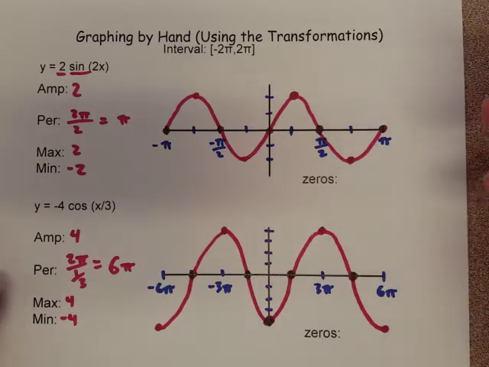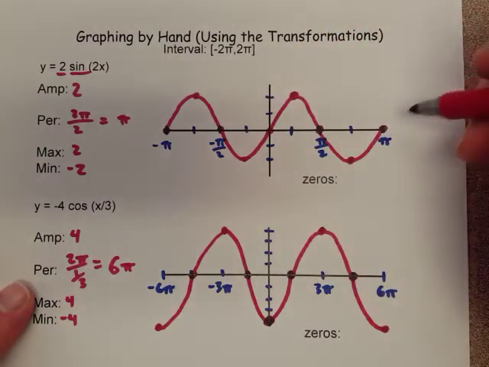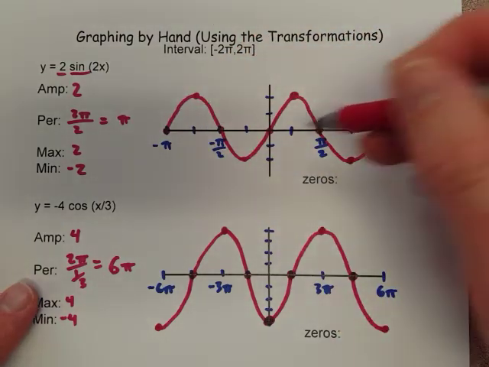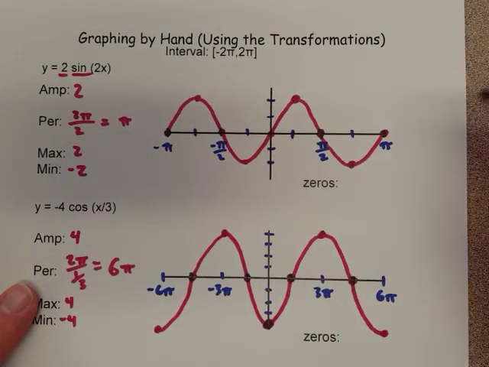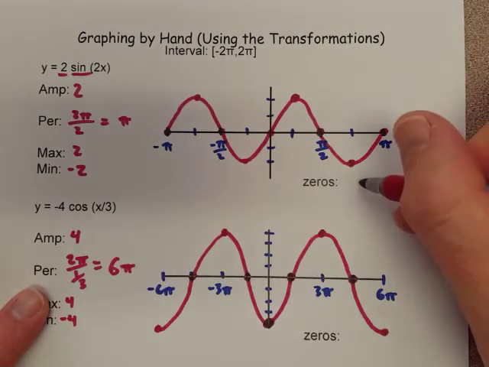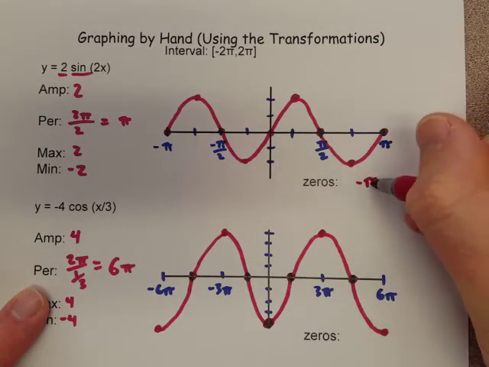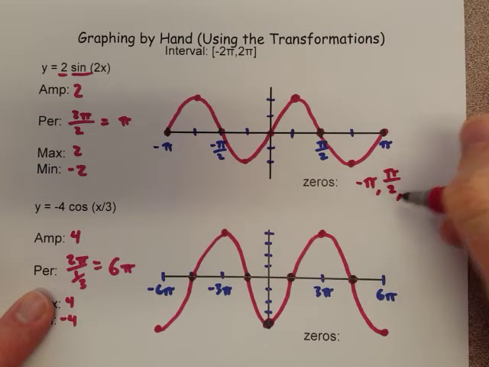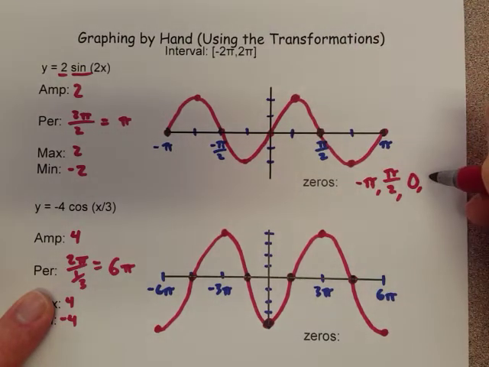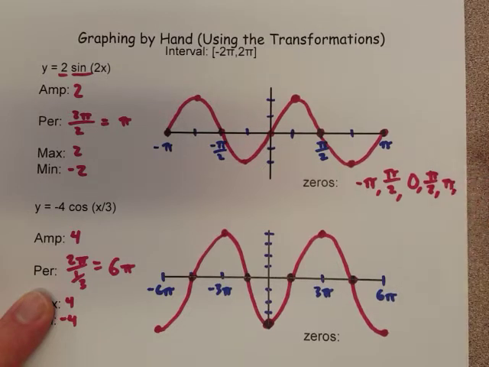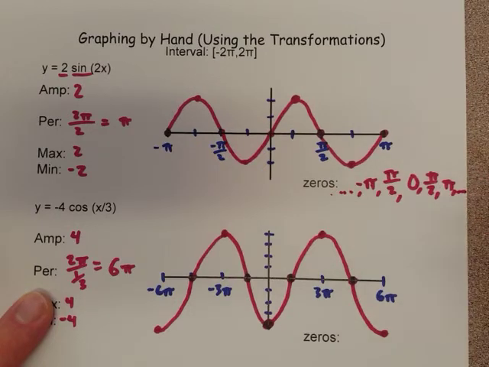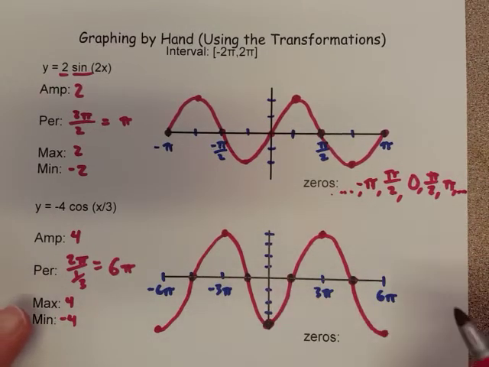Now, one other comment that I'll make, we didn't talk about the zeros yet. The zeros here, what we can do is we can list them all out, but notice that they're going to go on forever after that. And so while we have negative pi, we have negative pi over 2, we've got 0, we've got pi over 2, and we've got pi, but then it goes on forever in both directions, so you can do a dot, dot, dot to indicate that it keeps going on.